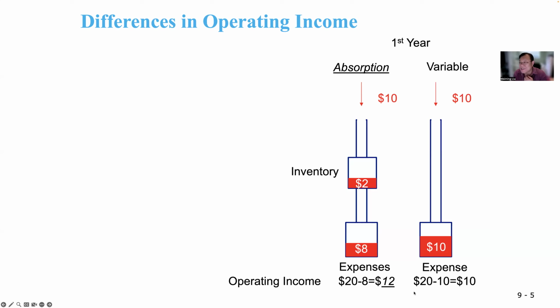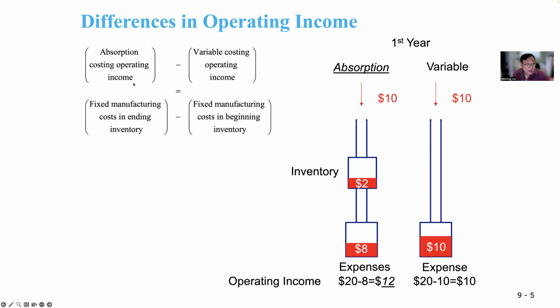So there's a difference, right? So we have a formula to reconcile the difference. The formula goes like this. Operating income under absorption costing minus operating income under variable costing equals the fixed manufacturing costs in the ending inventory minus fixed manufacturing cost in the beginning inventory.